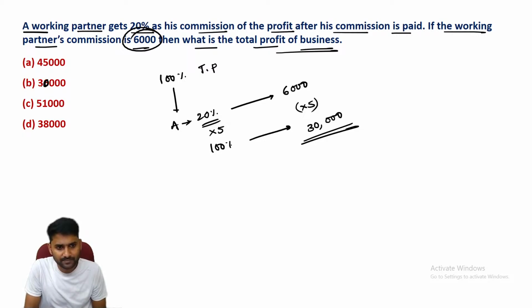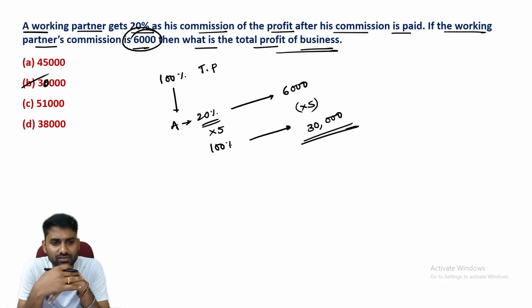The 30,000. We clearly mentioned that out of total profit, he will get 20% as a commission. And he gets the commission 6,000. It means 20% is 6,000, then 100% is how much? 20 becomes 100, which is multiplied by 5 times. Then 6,000 is multiplied by 5 times. It becomes 30,000.